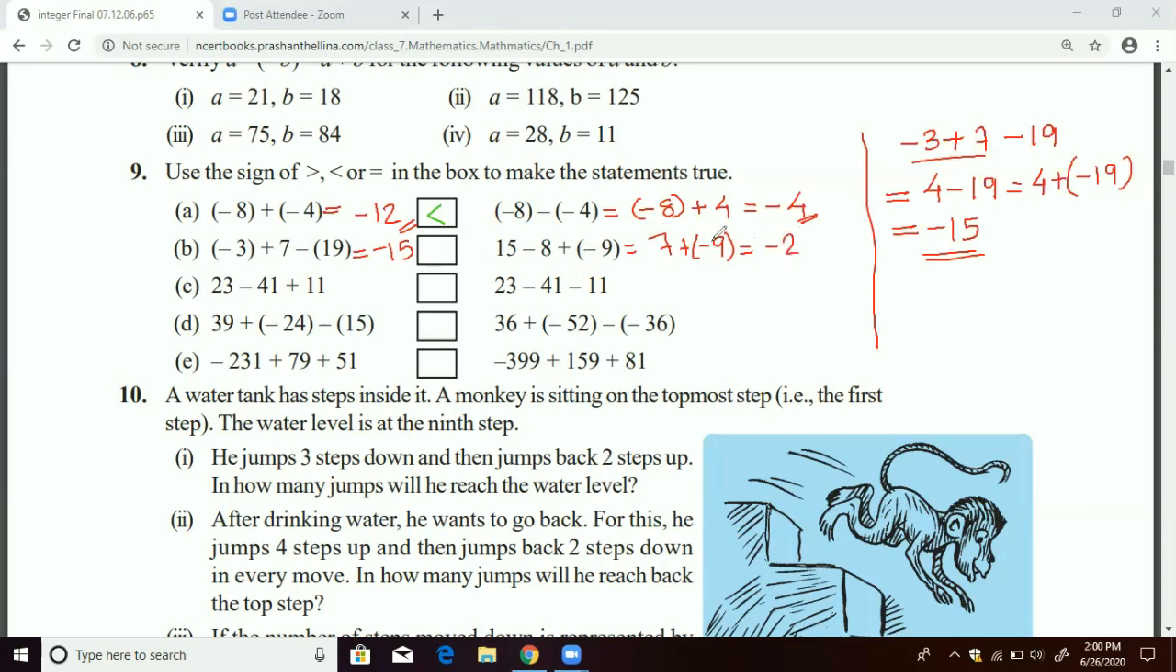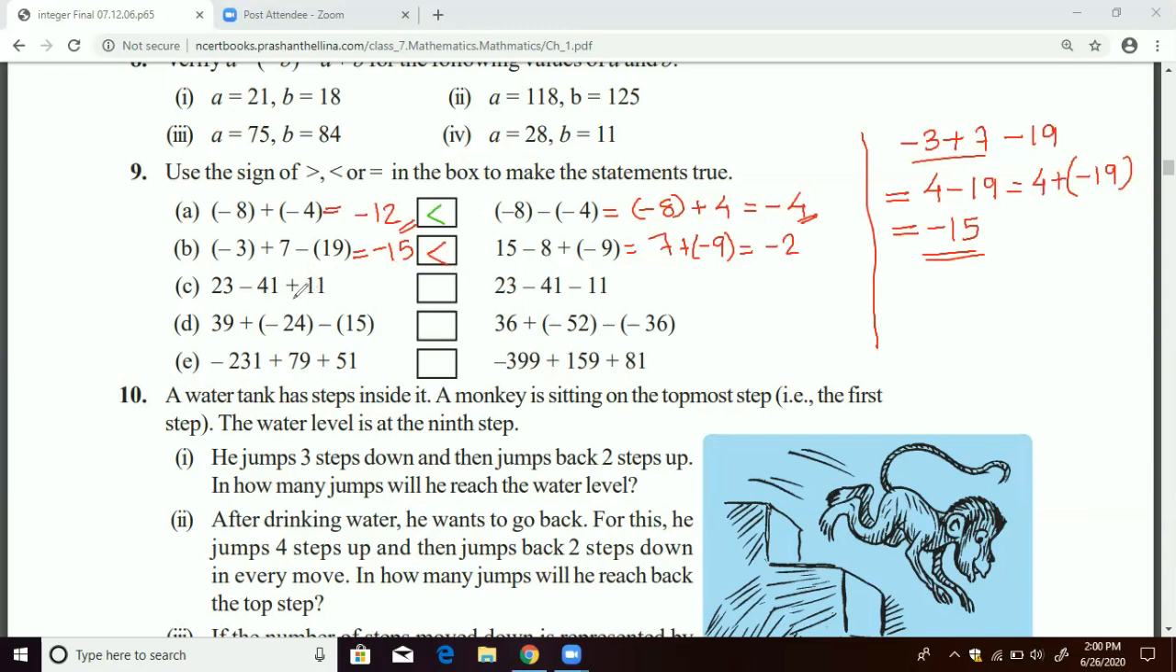So which will be greater value? Negative 15 or negative 2? Negative 2 is the greater value. Okay. Now, the third problem we are considering: 23 minus 41 plus 11. Here, 23 minus 41 minus 11.